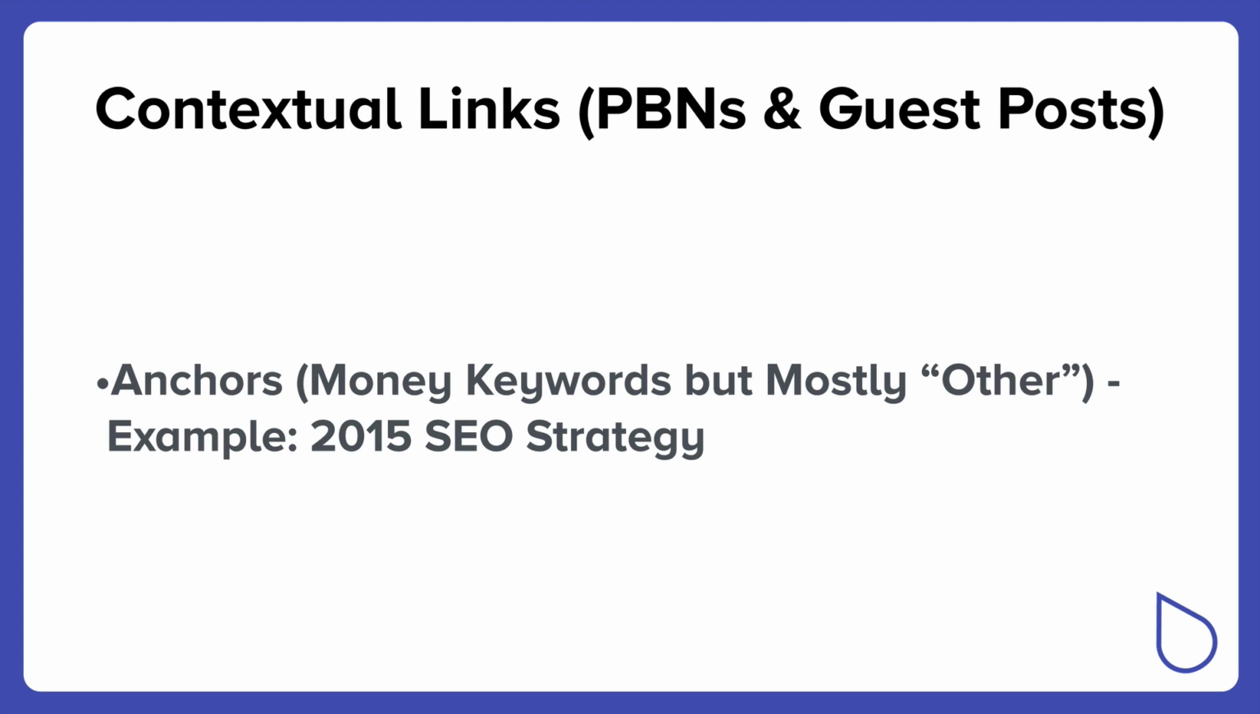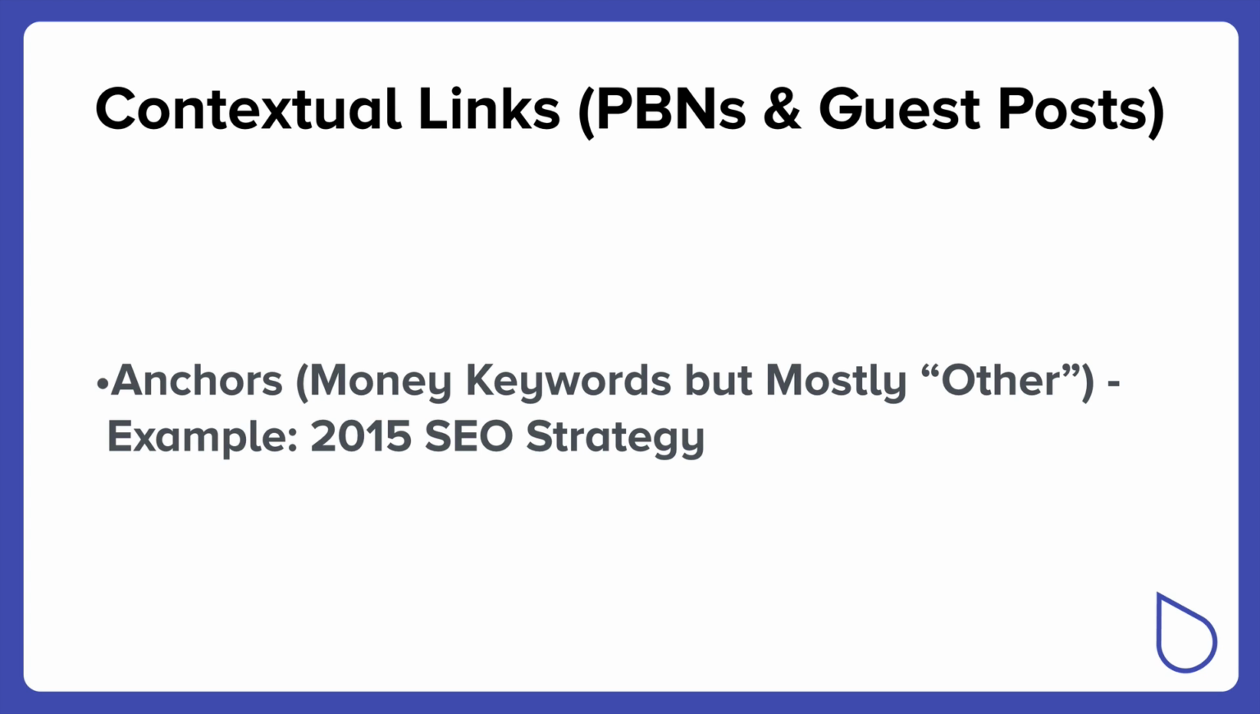Because what a lot of you guys are doing, you're taking your PBNs and you're going, okay, I need 20%, or no, 10% of my anchors, then I'm going to do 40% branded and URL. That doesn't make sense. That is not natural at all. Contextual links are not supposed to be URLs and brand names. Nobody does that. Think about it.